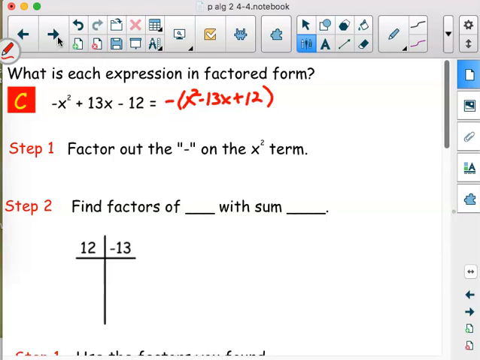So now it'll be x squared minus 13x plus 12. And that has to be our first step. We never leave a negative in front of our quadratic expression. So we factored out the negative.